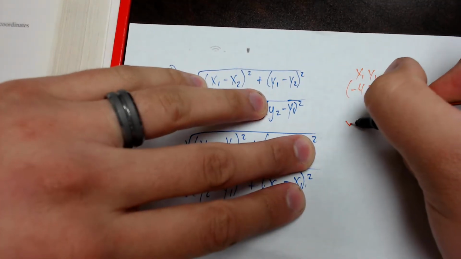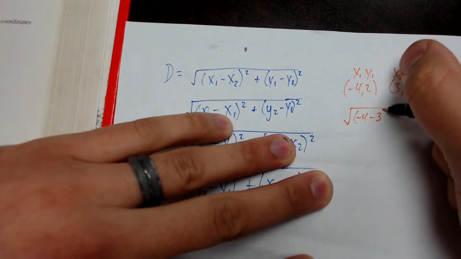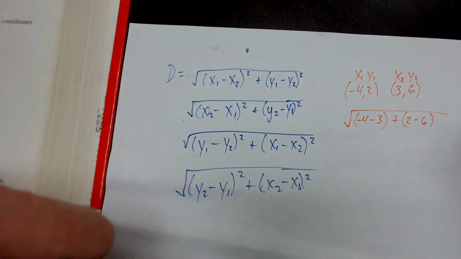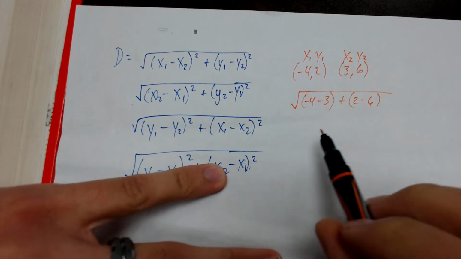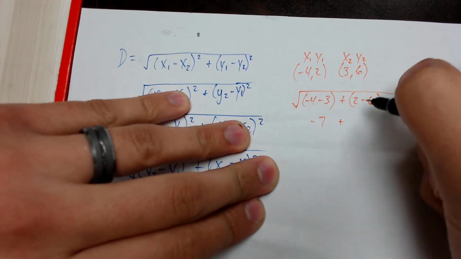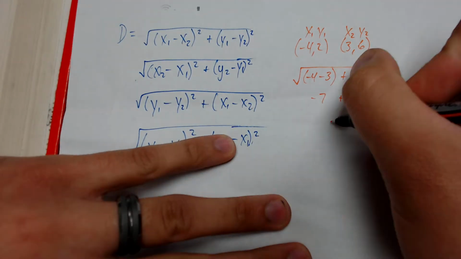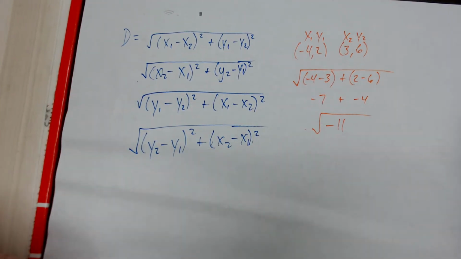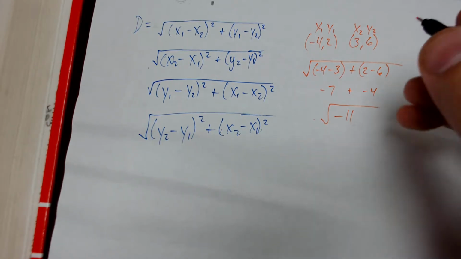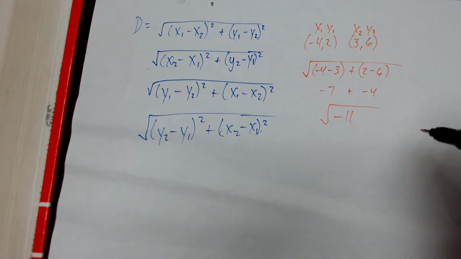So the distance is going to be the square root of -4 minus 3 plus 2 minus 6. If I can solve this, I can find the distance between the 2 points. So -4 minus 3 is -7. -7 plus, let's see here, 2 minus 6 is -4. That gives me -11. Square root of -11 is going to be, what do we have here? No, we'll just leave it. Hold on. I think we can leave our answers in square root form.